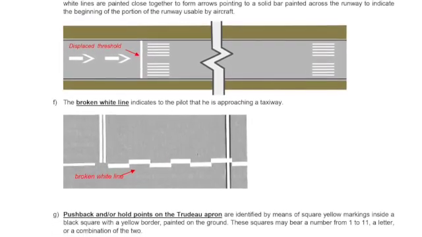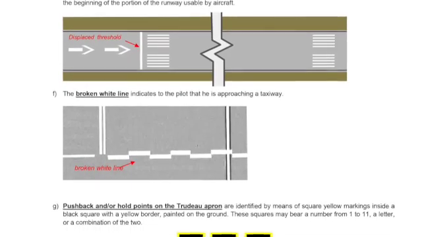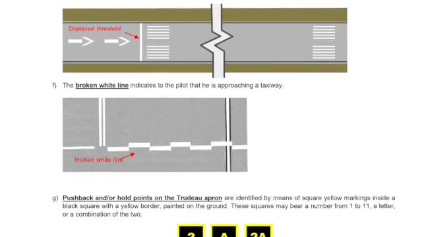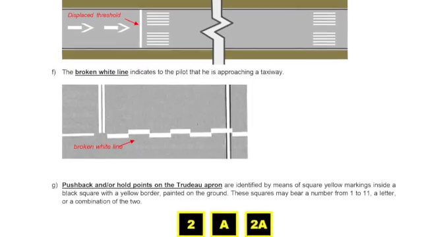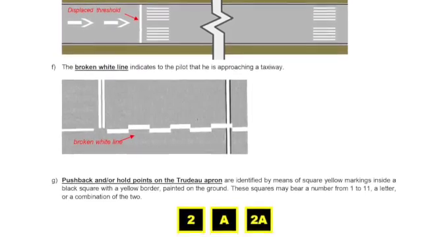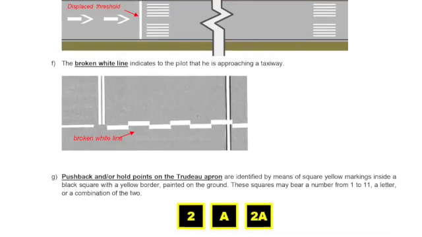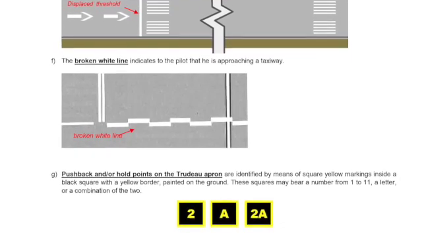G. Pushback and/or hold points on the Trudeau apron are identified by means of square yellow markings inside a black square with a yellow border, painted on the ground. These squares may bear a number from 1 to 11, a letter, or a combination of the two.